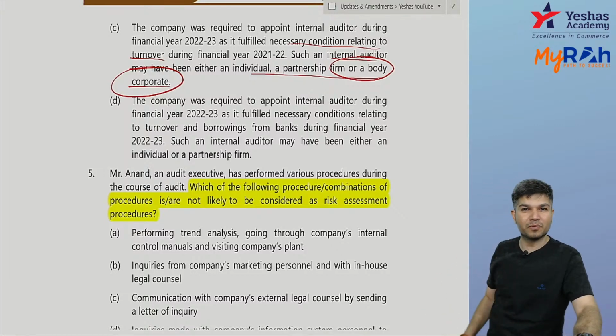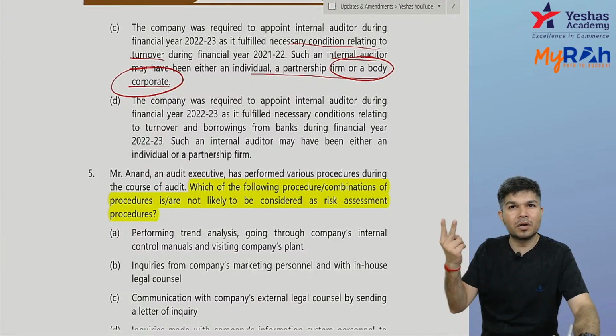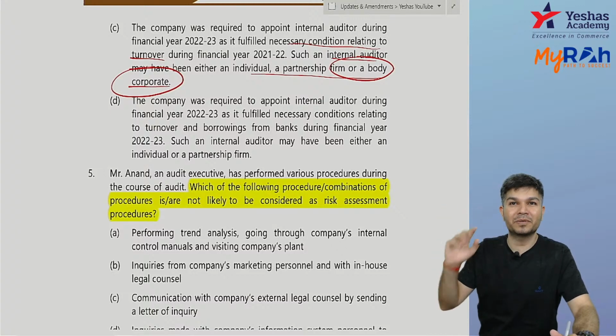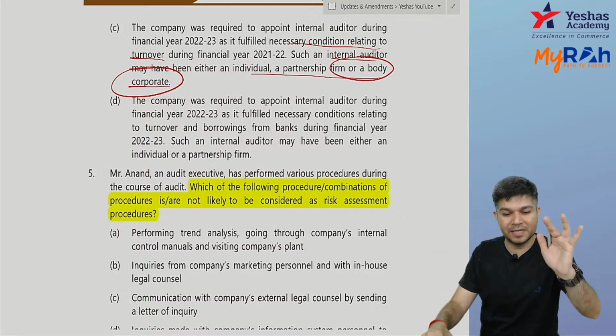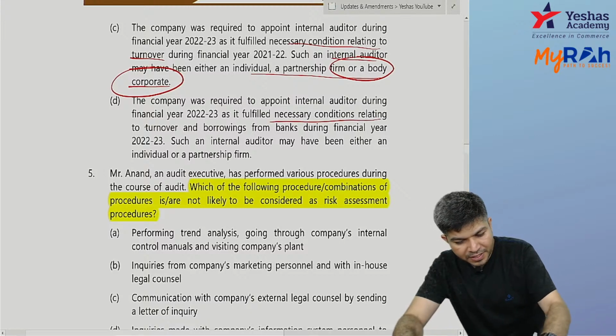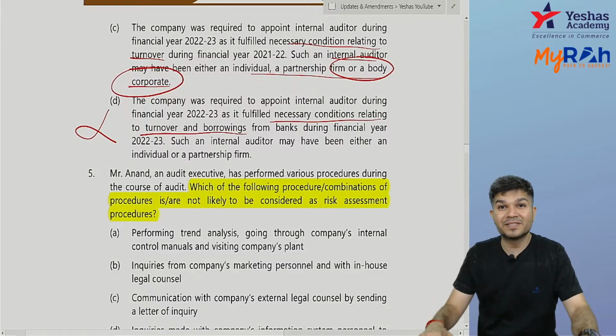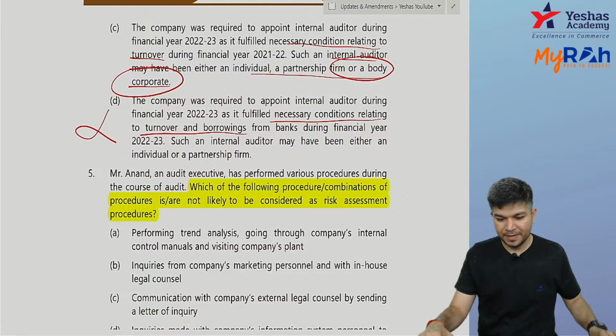Turnover condition is fulfilled, internal audit applicable. Internal auditor can be an individual or a partnership firm only, or an individual, partnership firm or a body corporate. A or C, which one do you feel is right? Okay, let me go to D. It fulfills the condition relating to turnover as well as borrowing. Answer is no. Okay, the answer is between A and C.